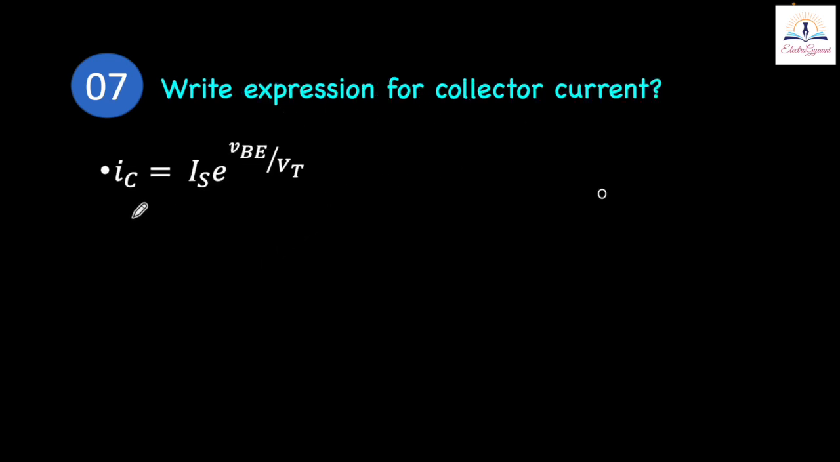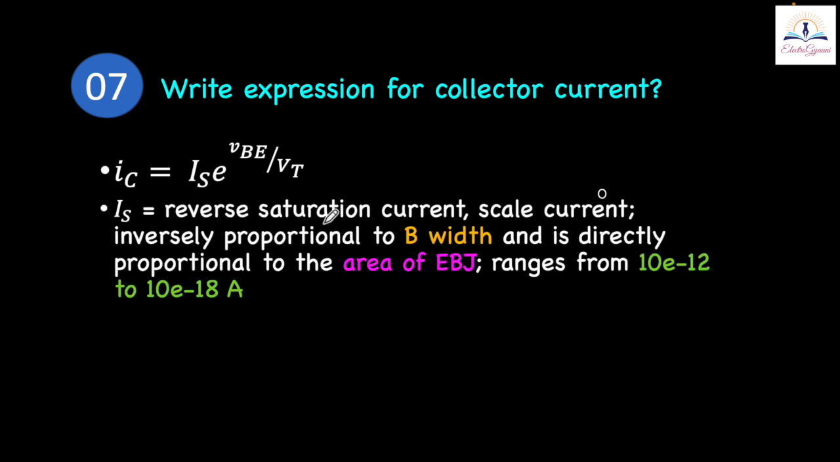Next is write expression for collector current. So here collector current is given by this equation where Is is the reverse saturation current that we have already seen in the diode. So this reverse saturation current is inversely proportional to the base width and is directly proportional to the area of emitter base junction. It ranges from 10 to power minus 12 to 10 to power minus 18 ampere. Here VBE is the emitter base voltage, where VT is the thermal volt equivalent.